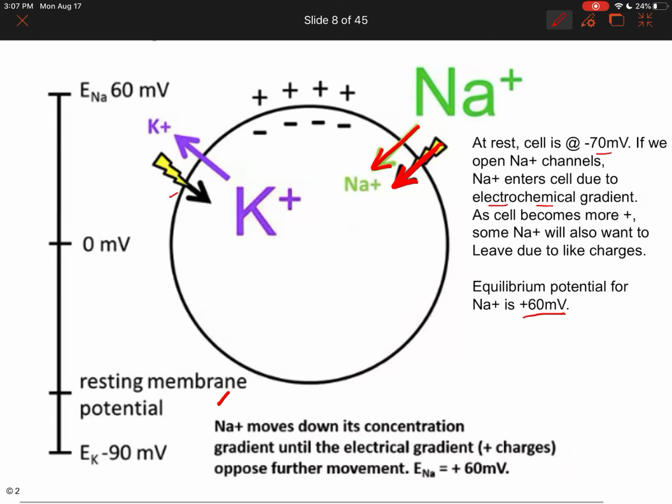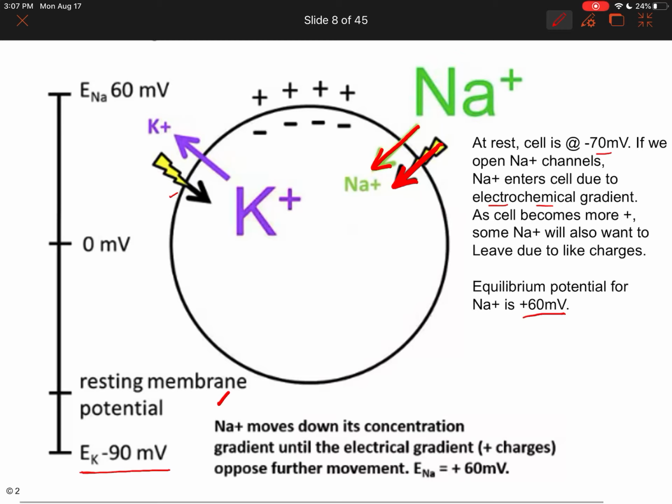So we see that down here on our little chart, the equilibrium potential for potassium is negative 90 millivolts. And you know what that means now? You know that when potassium enters and leaves the cell at the same rate, that happens when the cell's membrane potential is negative 90, so it's a very negative interior.